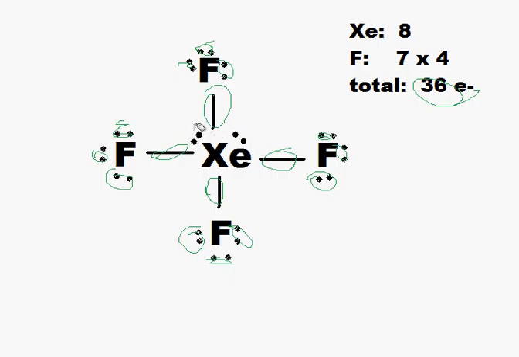Wait. If that's a Lewis structure, that's not the answer. The answer to the problem is what is the hybridization. So, how many electron groups are around this xenon? Let's count them. I'm going to use green again. That's 1 electron group. That's another electron group. That's 2, that's 3, that's 4, that's 5, that's 6. 6 electron groups on the xenon.